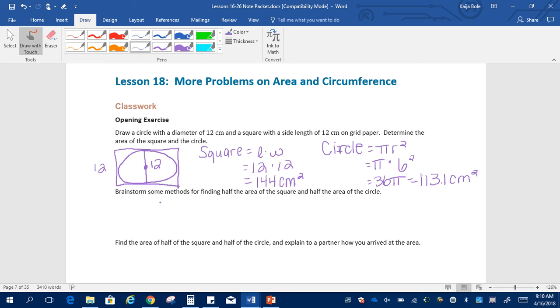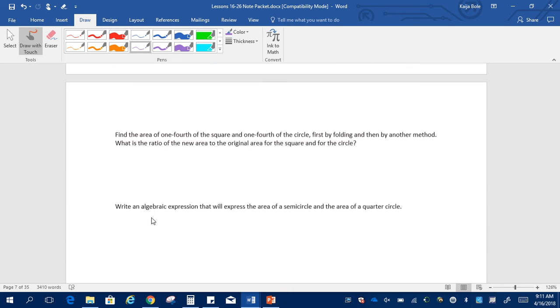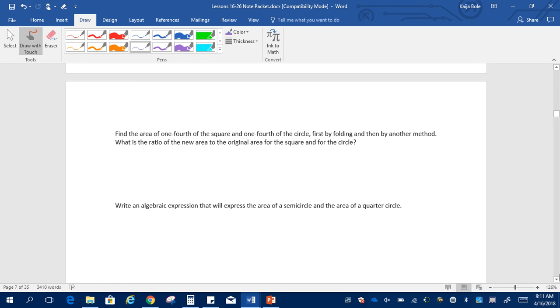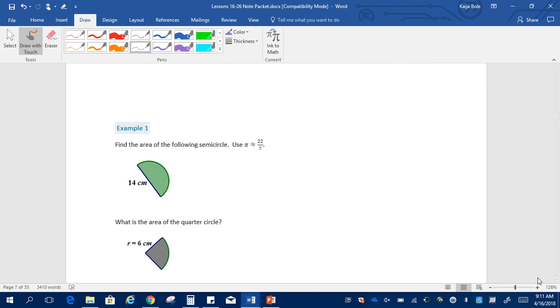If you look at the next question, it says to brainstorm, but it's asking you, how would we find the area of the square and half of the area of the circle? So think about a regular circle is pi r squared, so if we wanted half of it, we would just divide it by 2, right? And then we're going to skip the next two here. Same thing, if it says to find the area of 1/4 of the square and 1/4 of the circle, so if we were trying to find the area of 1/4 of the circle, it would be A equals pi r squared divided by 4 then. Okay, so just some things to keep in mind, but go ahead and flip the page.